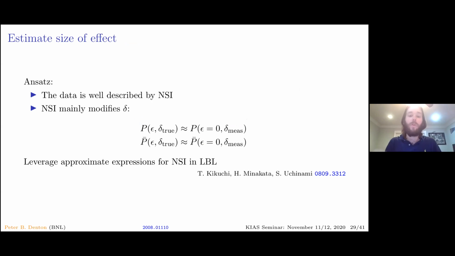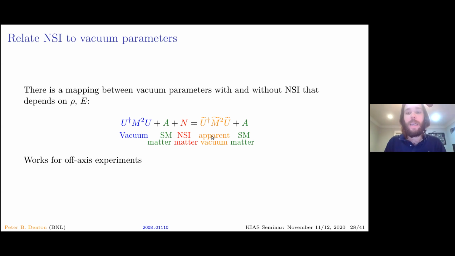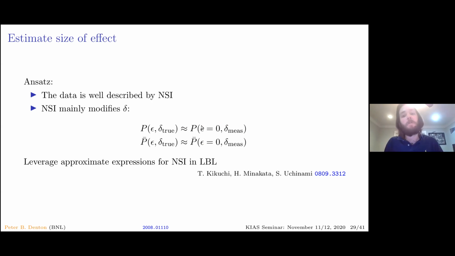And what we do is we assume that NSI is the explanation, which of course it may or may not be, it probably isn't, but we make that assumption anyway. And we assume that non-standard interactions only affect delta. Okay, here we can see it's really affecting all the parameters. It's affecting all the delta m squareds and all the mixing angles and delta. But we assume that delta is the main thing that's affected here.